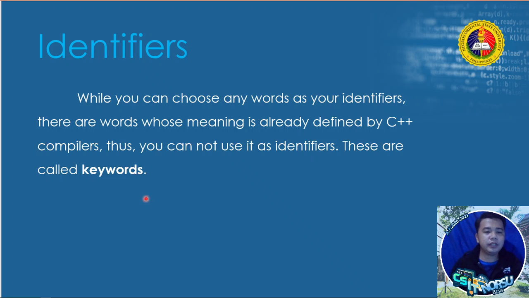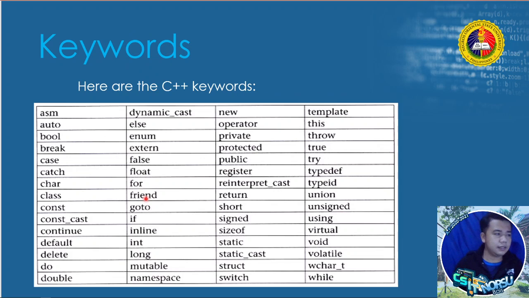While you can choose any words as your identifier, there are words whose meaning is already defined by C++ compilers, so you cannot use them as identifiers. These are called keywords. Again, you can no longer use these words as your identifier. Here are the C++ keywords. You cannot use these as your identifier. You can use any identifier you want aside from these words. Take a look.